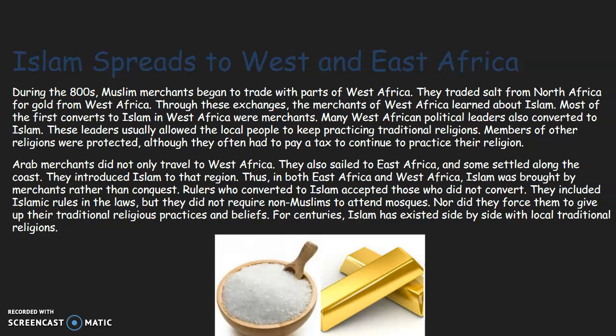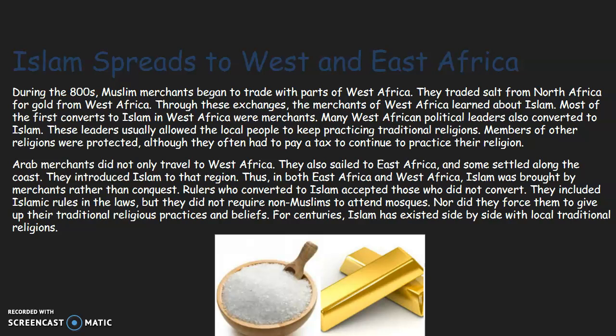Many West African political leaders also converted to Islam. These leaders usually allowed local people to keep practicing traditional religions. Members of other religions were protected, although they often had to pay a tax to continue to practice their religion. Arab merchants did not only travel to West Africa, they also sailed to East Africa, and some settled along the coast. They introduced Islam to that region. Thus, in both East Africa and West Africa, Islam was brought by merchants rather than conquest.